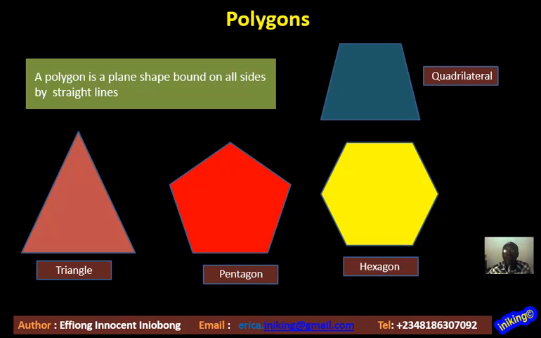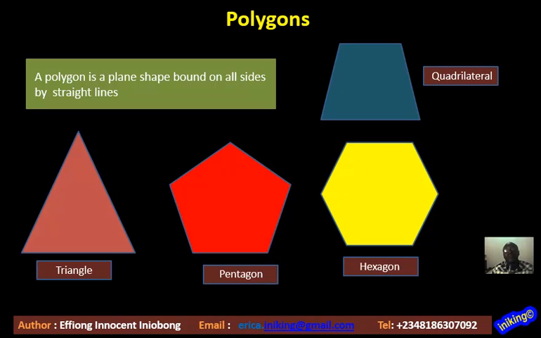In the next couple of video clips, we'll be looking at polygons within the scope of secondary school mathematics. A polygon is a plane shape bound on all sides by straight lines, starting from a triangle, the quadrilateral, the pentagon, hexagon, and several others.